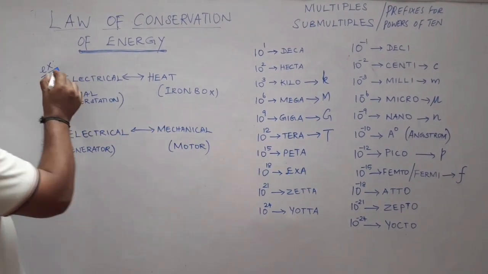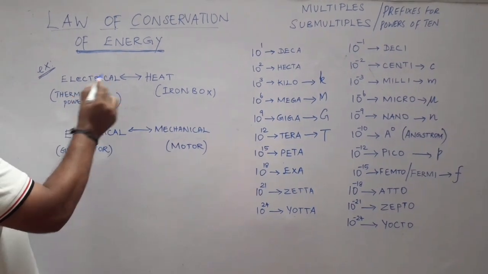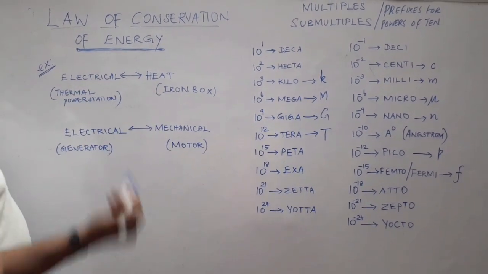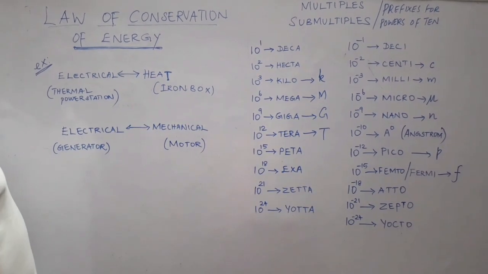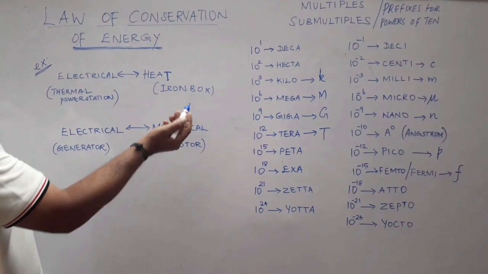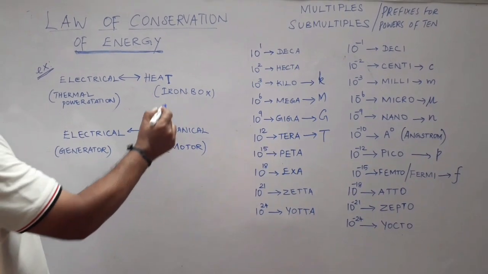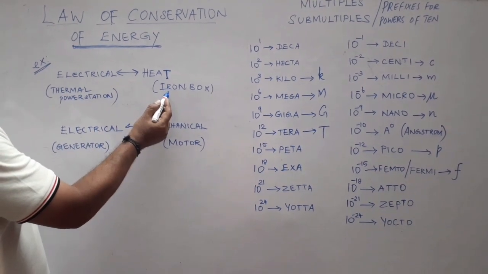Let us give one example for it. Now, I am going to convert electrical energy into heat energy. So, you yourself can give some example. In day-to-day life, at home, electrical energy is converted to heat energy. You are ironing your dresses, right? So, in the iron box, electrical energy is converted into heat energy.